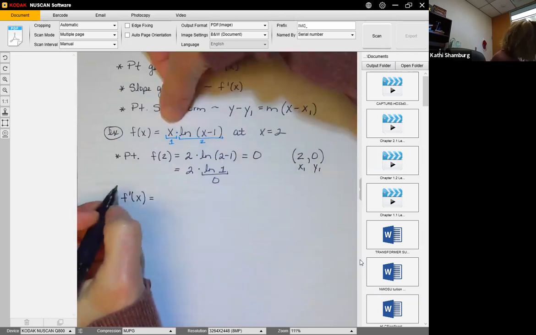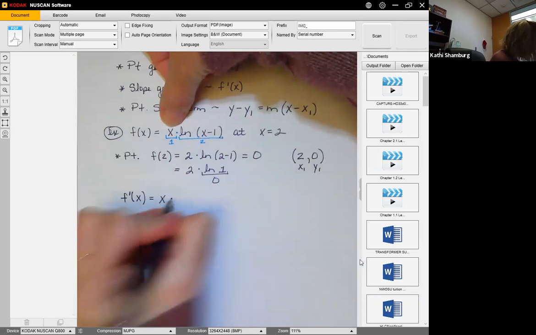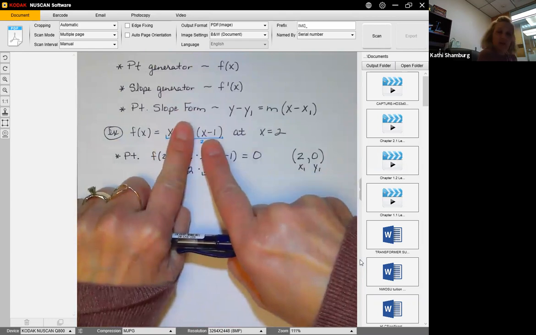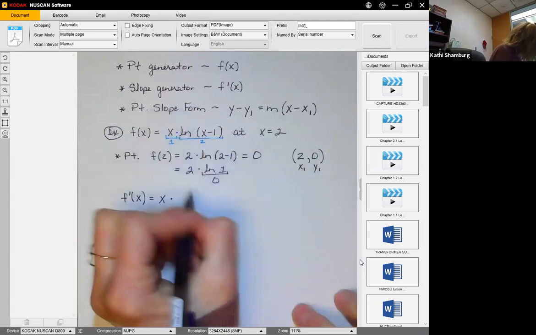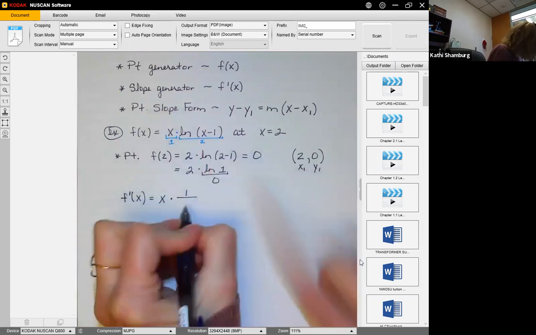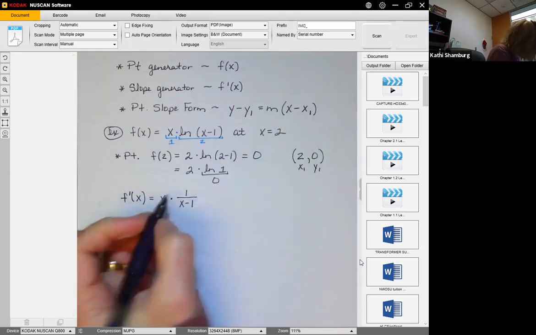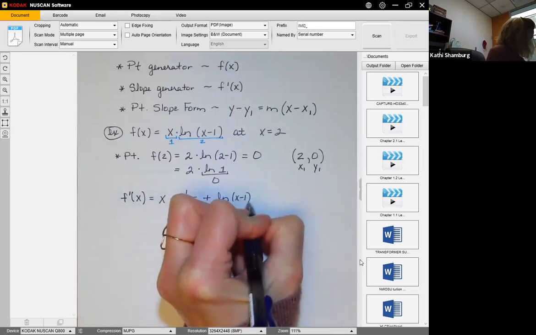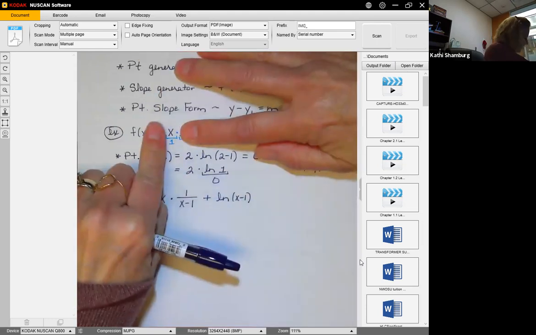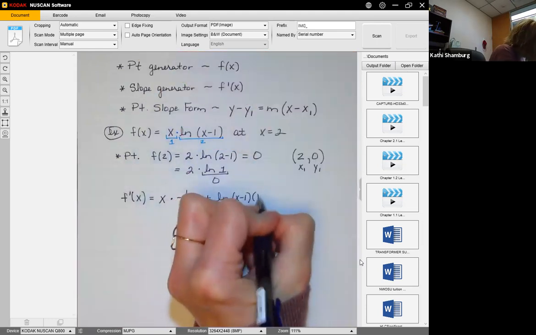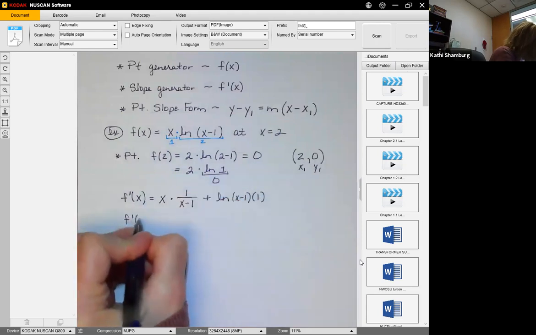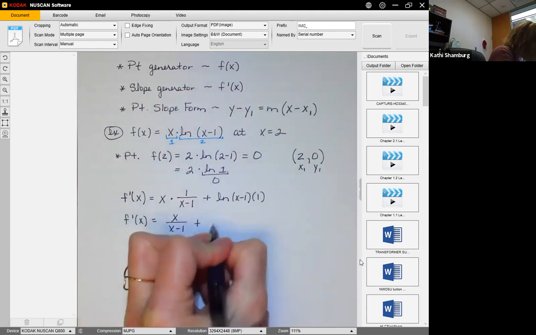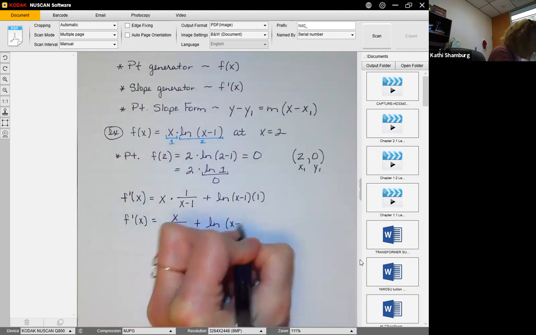All right, so 1 times the derivative of the numerator, which is the derivative of x minus 1, which is just 1, over x minus 1, plus 2 natural log of x minus 1 times the derivative of x, which is just 1. So we have x over x minus 1 plus the natural log of x minus 1.